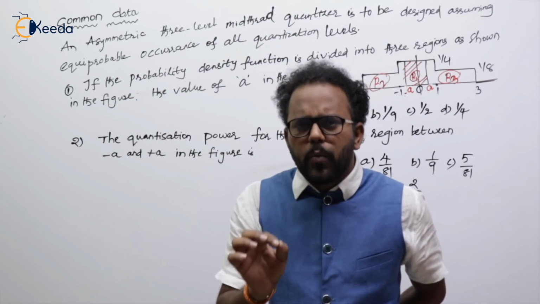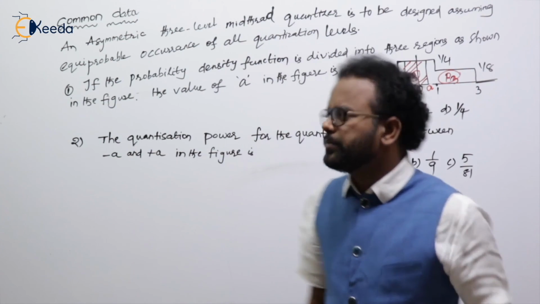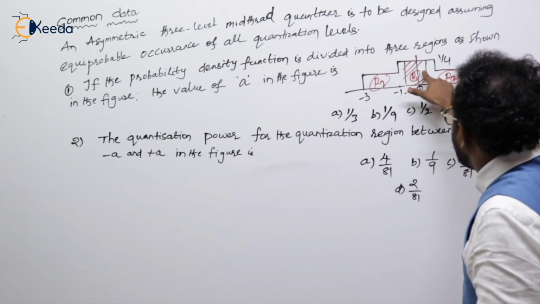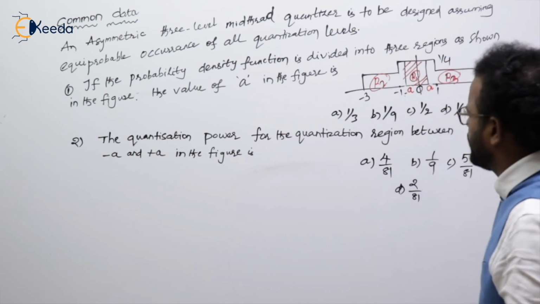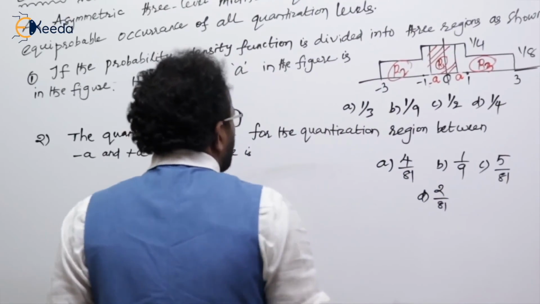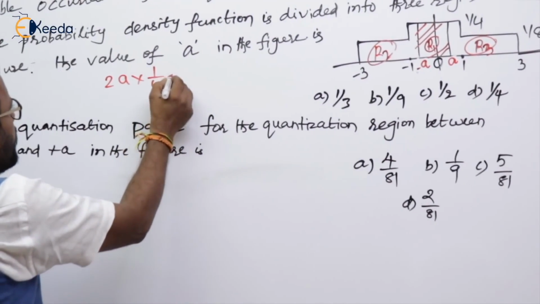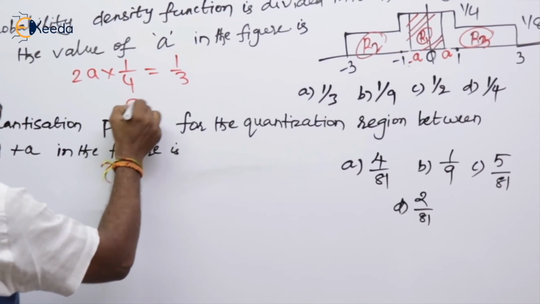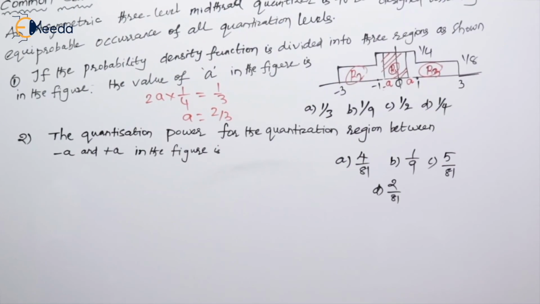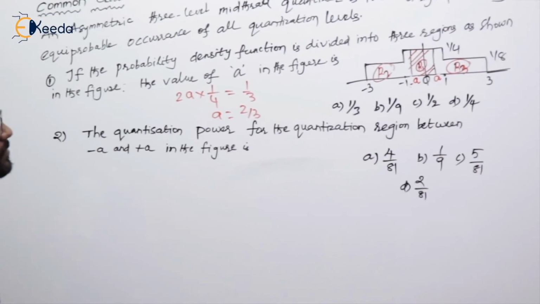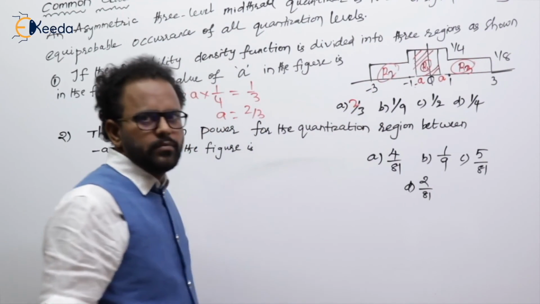How to calculate the probability from the given PDF? Area under the PDF is nothing but a probability. Region 1 probability is 1 by 3, region 2 is 1 by 3, region 3 is 1 by 3. So what is the area of region 1? Width into height. Width is 2A, height is 1 by 4, which is nothing but 1 by 3. Then I can say A is nothing but 2 by 3. So you can see the options, option A is 2 by 3. Clear? Yeah.